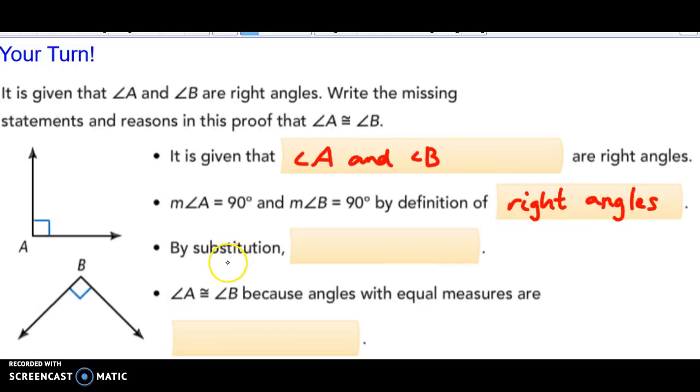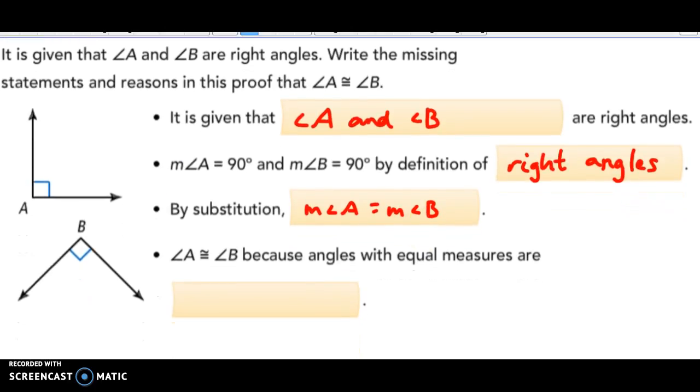By substitution, I can determine that the measure of angle A equals the measure of angle B. If I substitute the measure of angle B in here for 90, then what I'm left with is that the measure of angle A equals the measure of angle B. And then I can conclude that angle A is congruent to angle B because angles with equal measures are congruent.